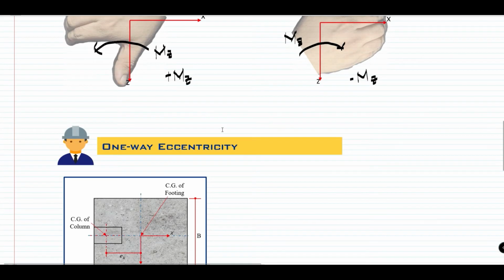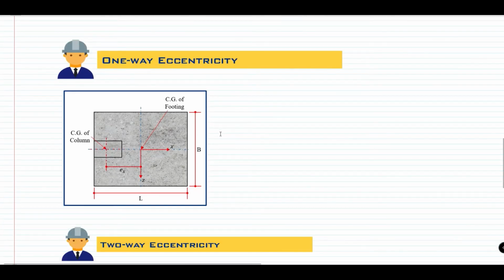So now let's proceed dun sa tinatawag natin na one-way eccentricity. Tinatawag natin siyang one-way eccentricity kasi nga isa lang yung eccentricity niya. It's either about the x-axis or the z-axis. So, ibig sabihin, pag one-way eccentricity, meron ka lang ding makikitang isang moment. It's either a moment about the x or a moment about the z-axis.